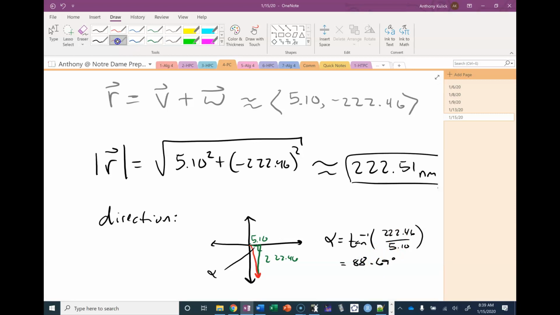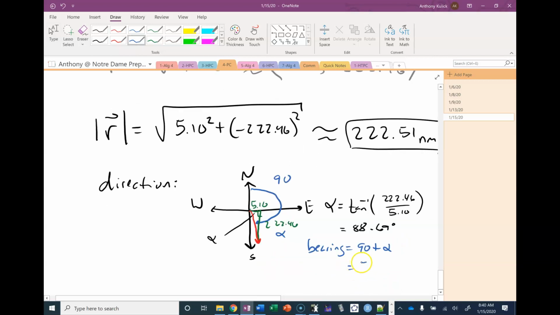And if I want the bearing then, that's again starting at north, going that direction, so it's 90 and then alpha. So that's going to be 178.69 degrees.